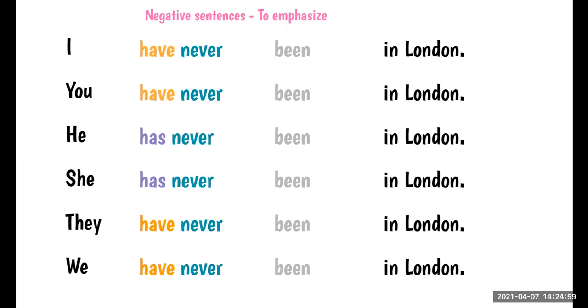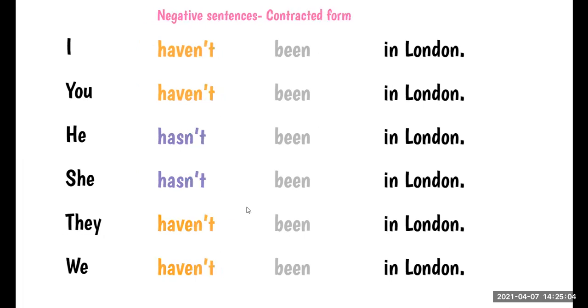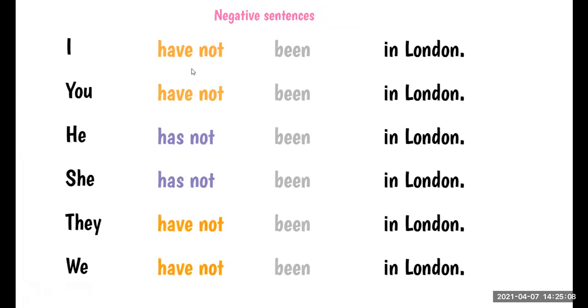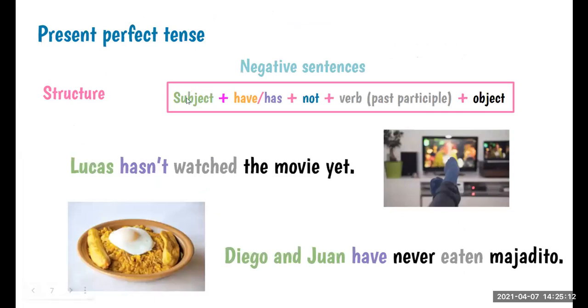So I want you to write your sentence in the negative form. You can use never, you can use the contracted form, or you can use the full form, okay, in your negative sentence. Don't forget to use this structure, okay? I'm going to give you a minute so you can write your negative sentences.